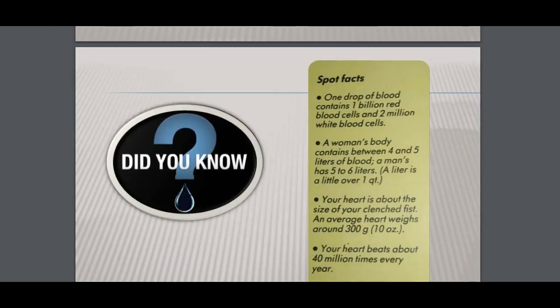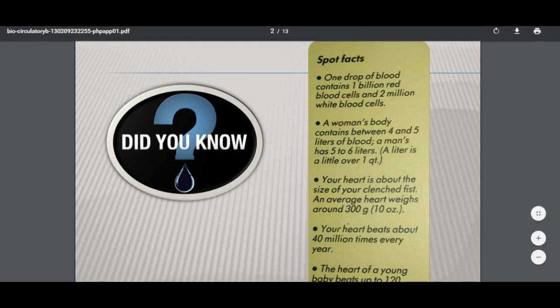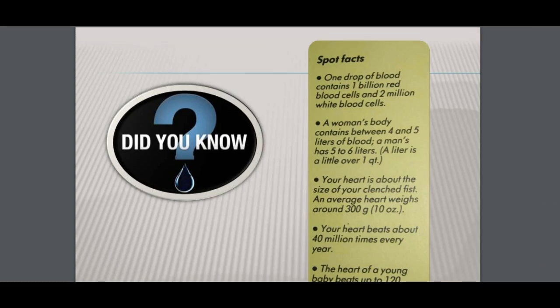Did you know that 1 drop of blood contains 1 billion red blood cells and 2 million white blood cells? A woman's body contains between 4 and 5 liters of blood. A man's has 5 to 6 liters, and a liter is a little over 1 quart.